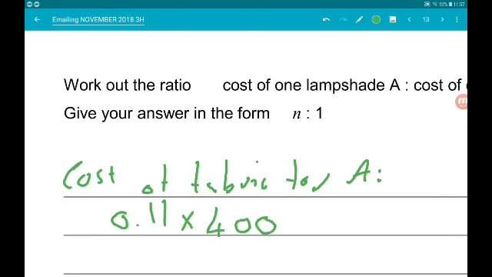And that is £400. I think that gives us 44. Let me just check.